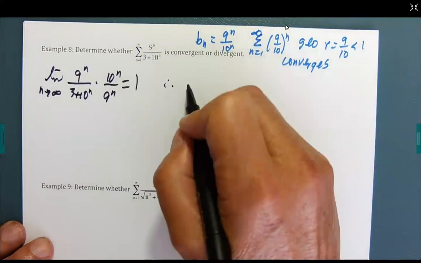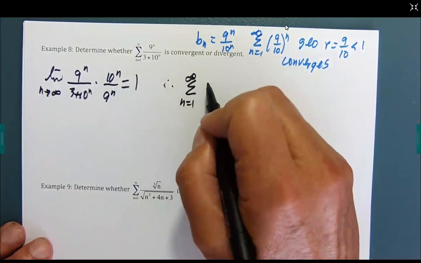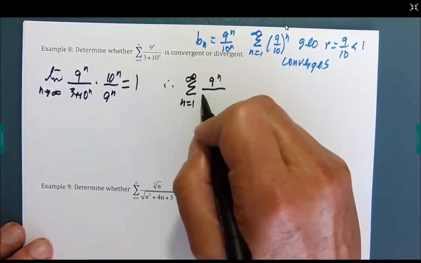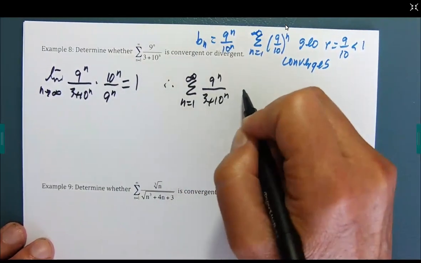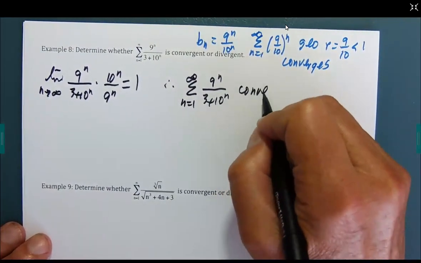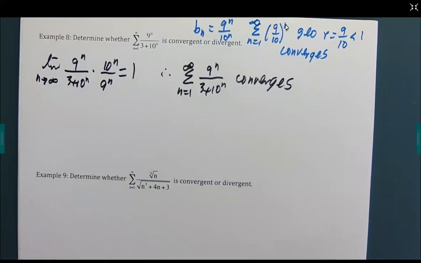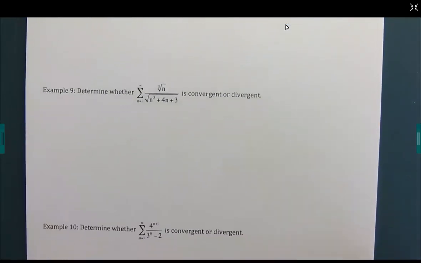Therefore, the series 9 to the n over 3 plus 10 to the n converges by the limit comparison test. All right, this one is going to get a little even more weird. This next one.